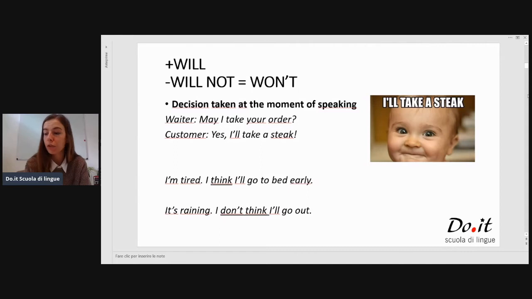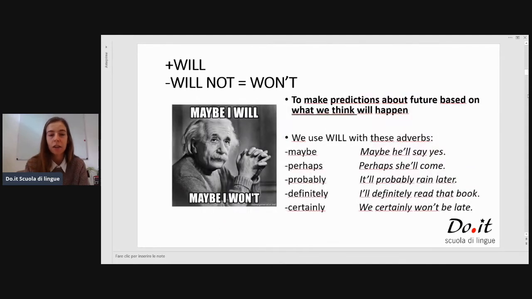Okay, so let's move on to the next slide. As I said before, we use will to make predictions about the future based on what we think will happen, okay?